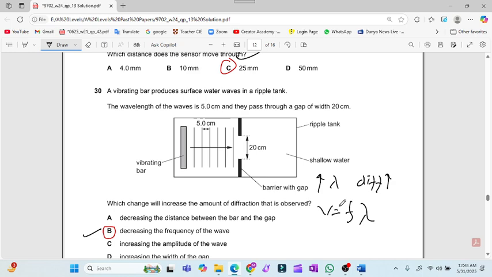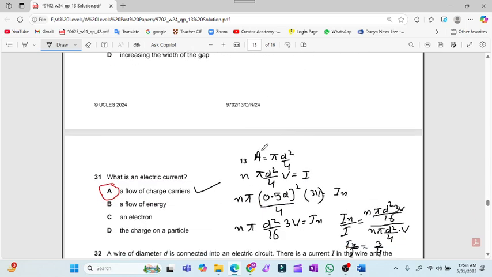The wavelength and the diffraction are proportional to each other, but wavelength and frequency are inversely proportional. So increasing diffraction means greater wavelength, which means the wave must have less frequency. So option B is the valid option.